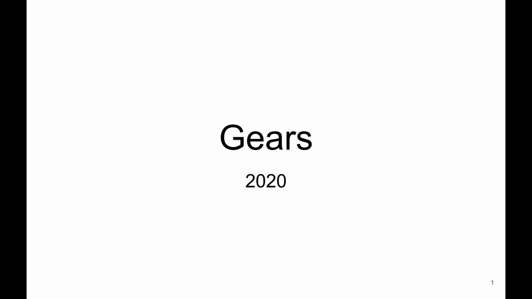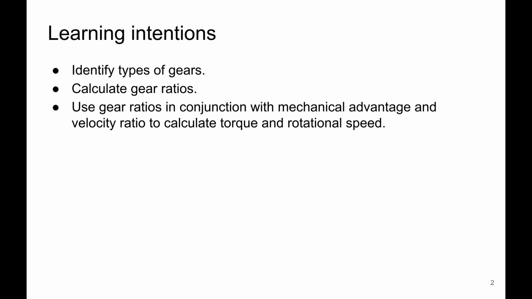Welcome to this module on gears. Today we're going to learn about different types of gears. We want to try and identify the various types of gears that there are out there. We also want to calculate gear ratios, and we'll look at how we do that. And then we want to use these gear ratios in conjunction with mechanical advantage and velocity ratio to calculate torque and rotational speed.